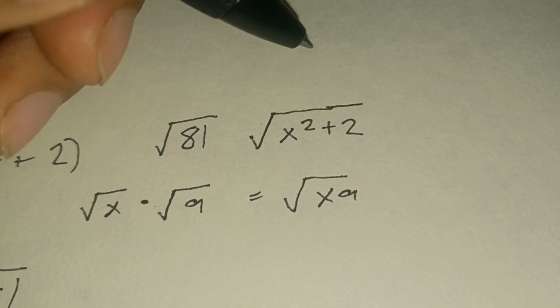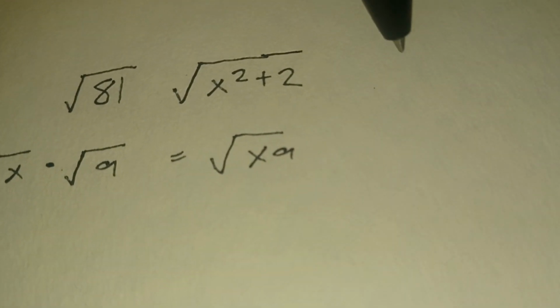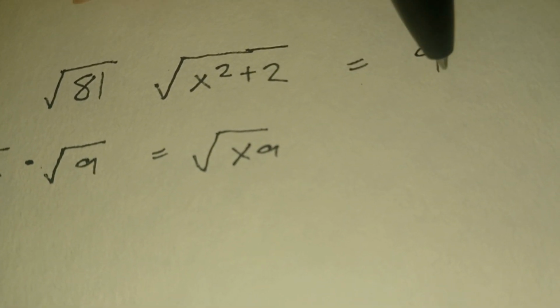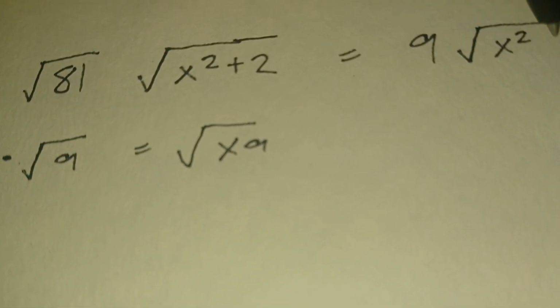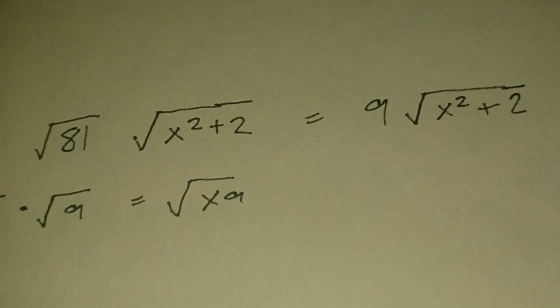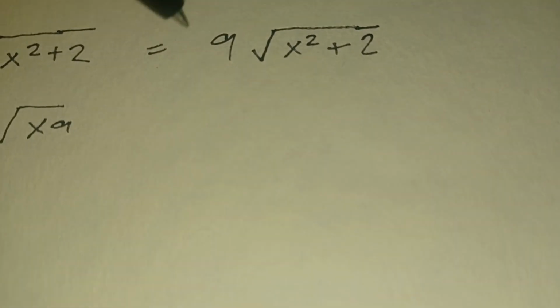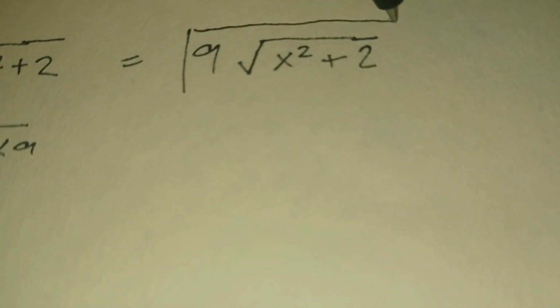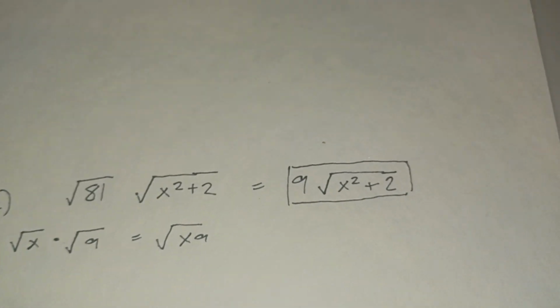So the square root of 81 times the square root of x squared plus 2. The square root of 81 is 9. 9 times the square root of x squared plus 2. And that is about as much as we can do with that. That's our simplified answer with real numbers. Just like that.